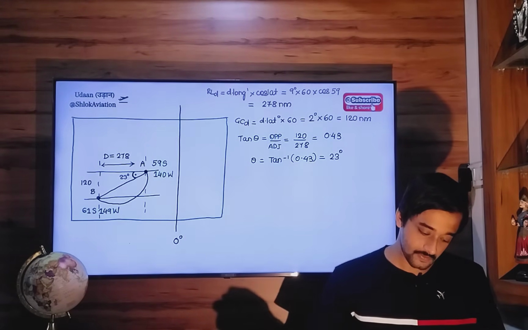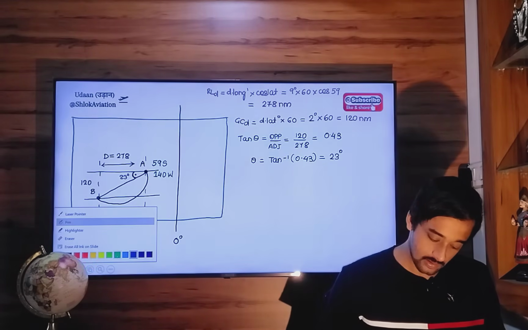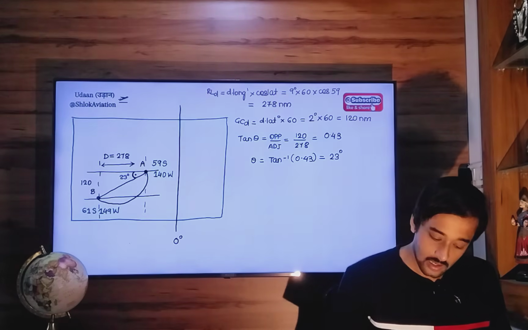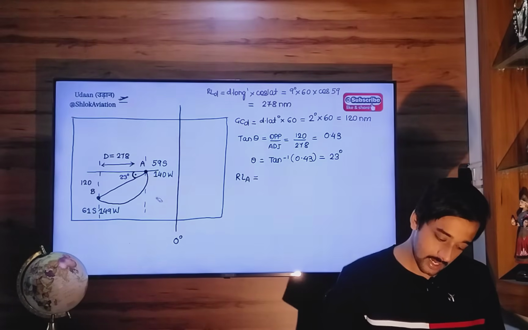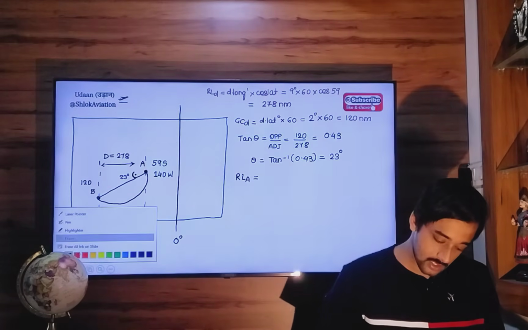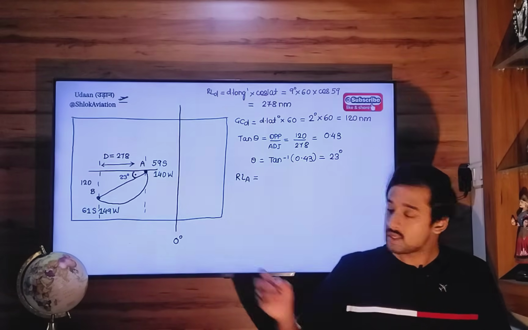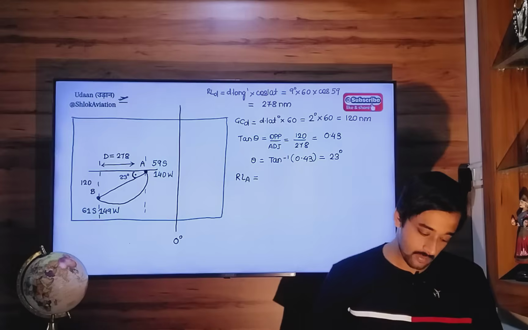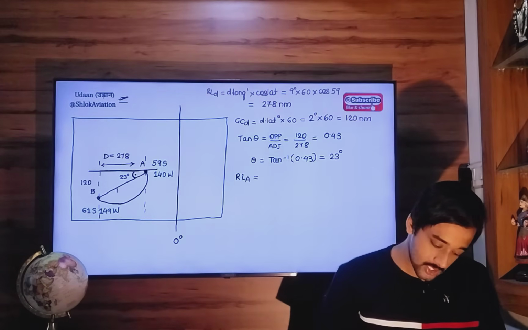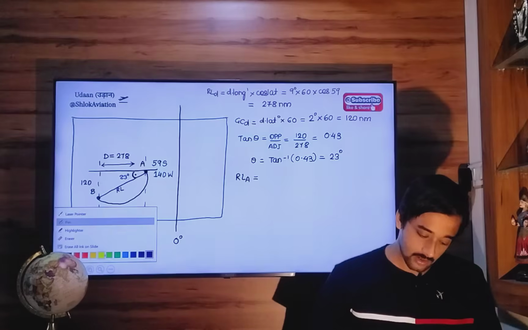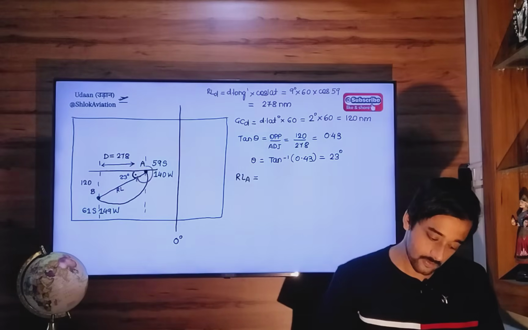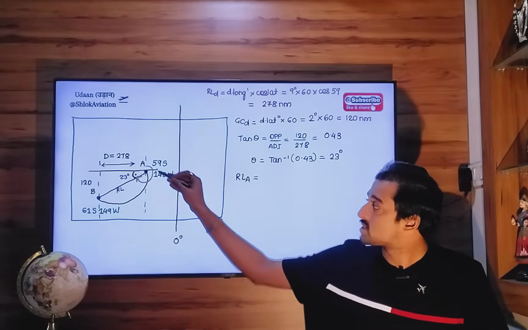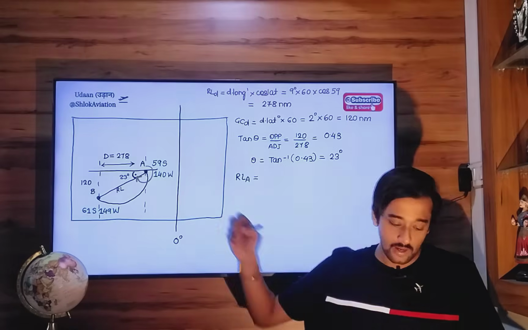Now next step, rhumb line track at A. I'm going to erase these two lines. Now this is your rhumb line track. This purple line is your rhumb line track A to B, correct? The rhumb line track from A to B is nothing but this much, only up to this value, correct? This value.